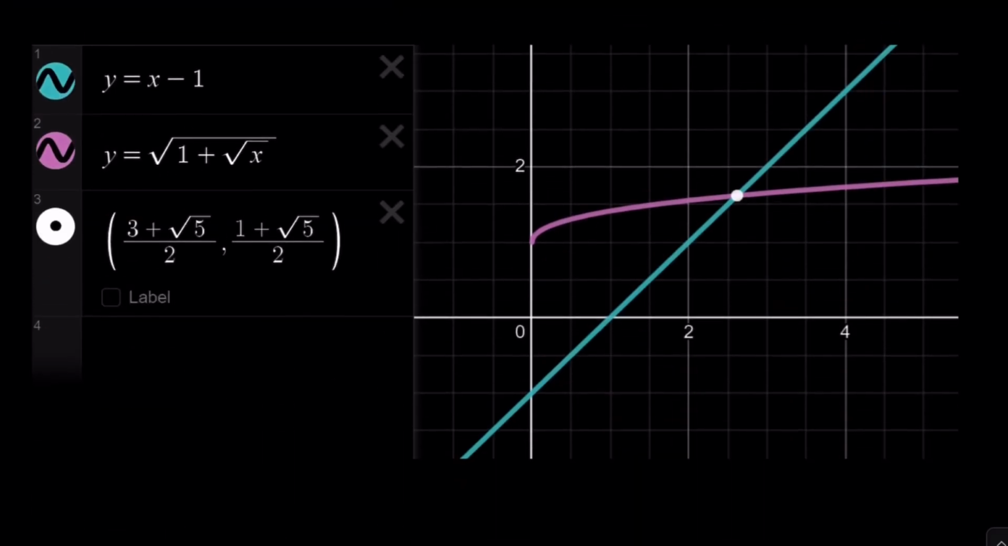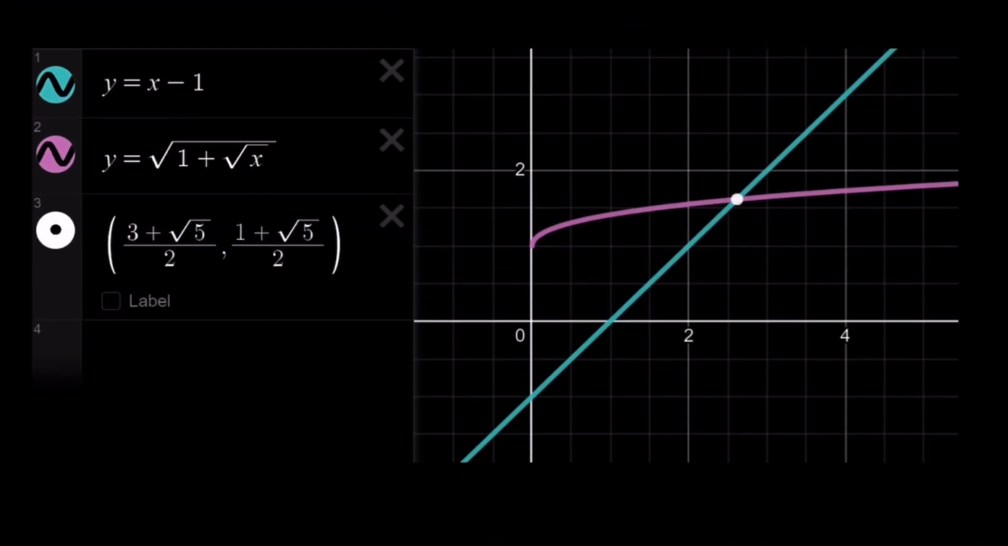All right, here's the graph of x minus 1, which is a line. And the square root of 1 plus square root of x is a very radical function. And they intersect at a single point. As you can see, x must be 3 plus root 5 over 2.